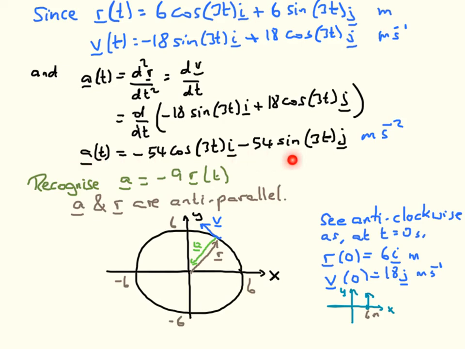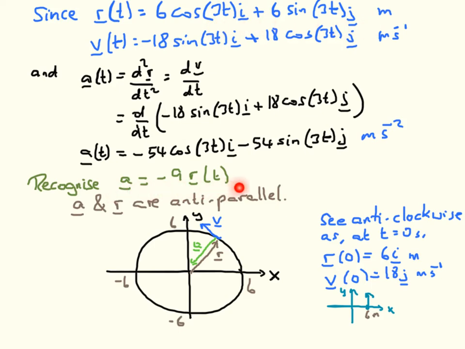Now, if we look at the acceleration vector and the position vector, well, we hopefully notice that they are closely related. There is a minus sign here and here, but otherwise we have got in the i direction the cosine of 3t times a number, and in the j direction the sine of 3t times the same number. And that's exactly the structure that we got here, but with a different number. And if you think about it, 54 is given by 6 times 9, so the acceleration vector is minus, because of these two minus signs, 9 times the position vector.